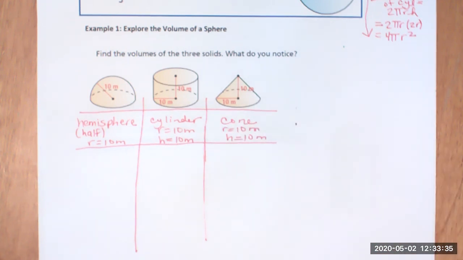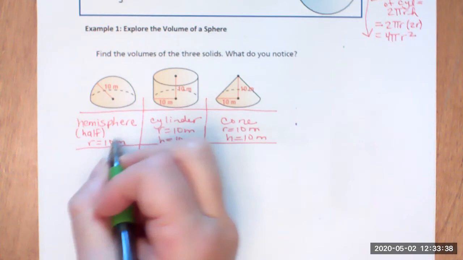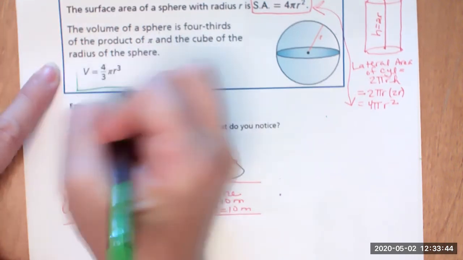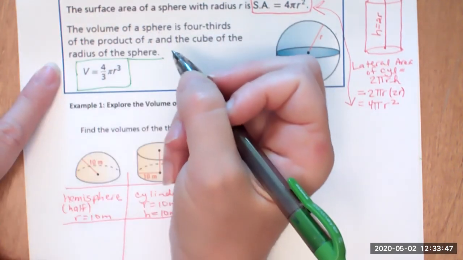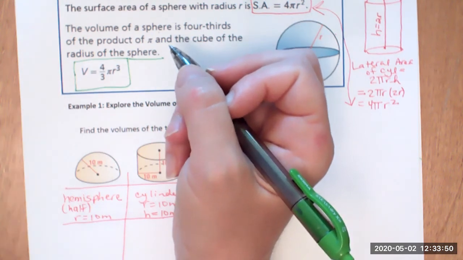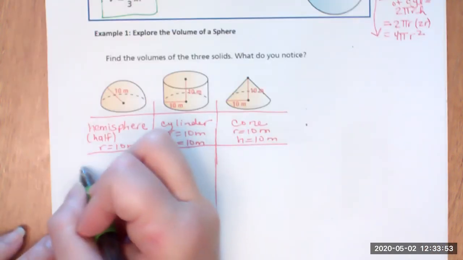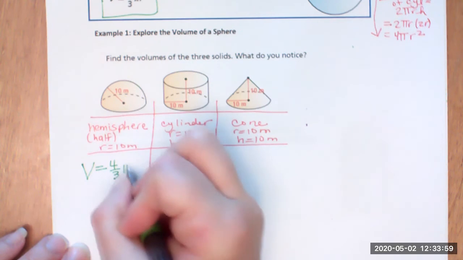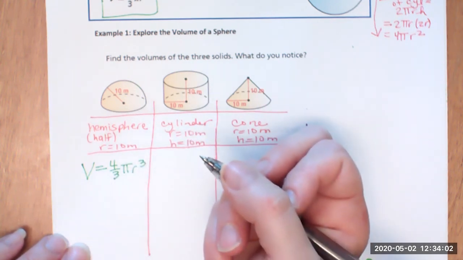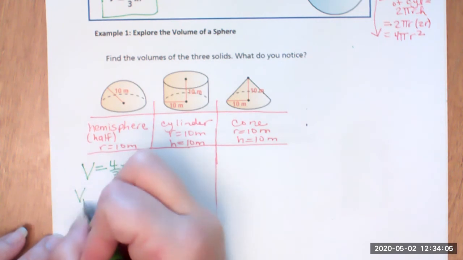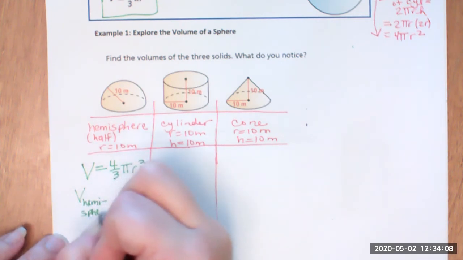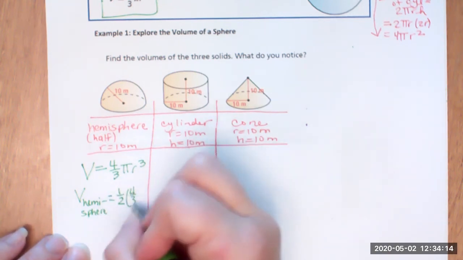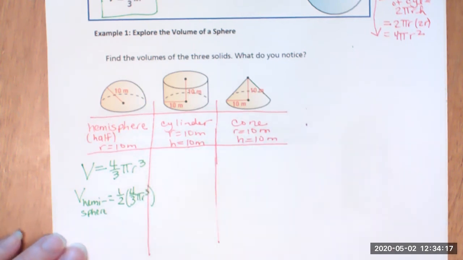So let's calculate the volumes here. So first of all, the volume of a hemisphere. So let's use the formula that we have right up here. This is the volume of a sphere, okay? So I have half a sphere here. So let's check this out. The volume of the sphere was 4/3 pi r cubed, right? But I want the volume of a hemisphere. I want half the sphere, okay? So that's going to be 1/2 of 4/3 pi r cubed, okay? So we'll take 1/2 of that.